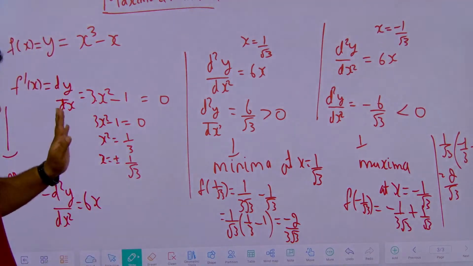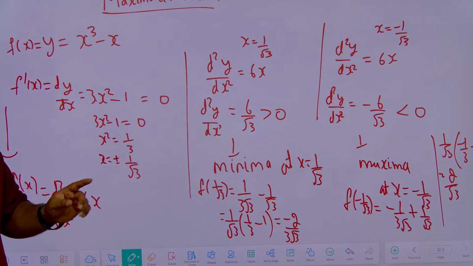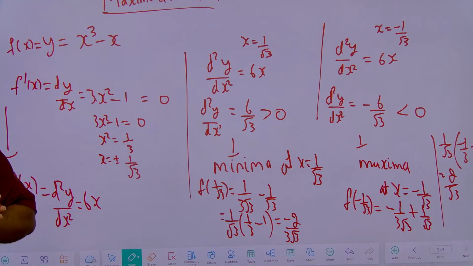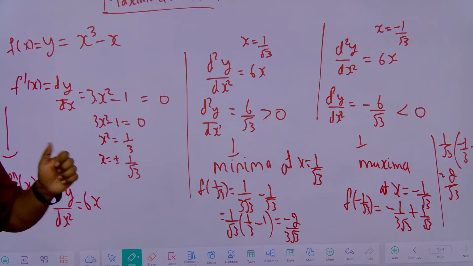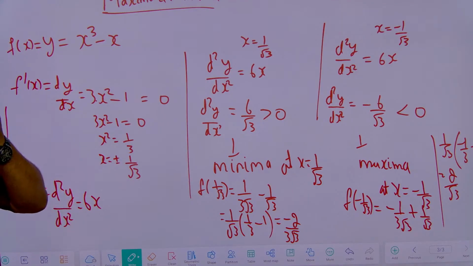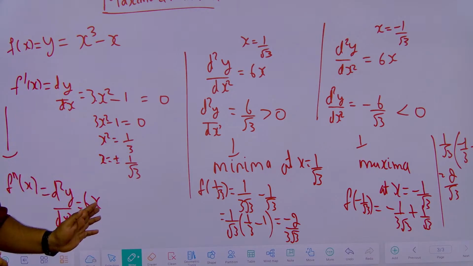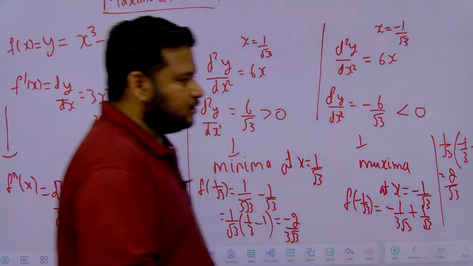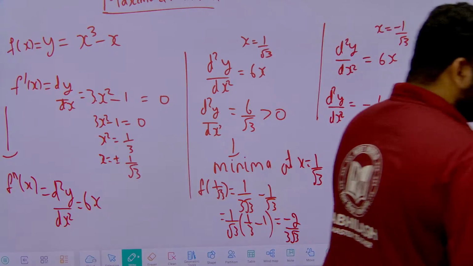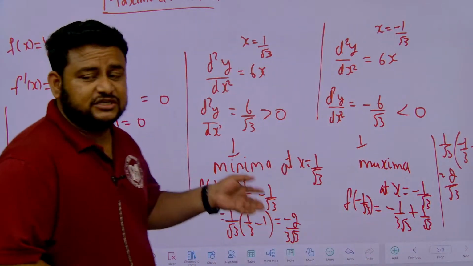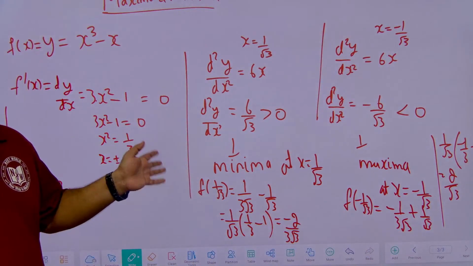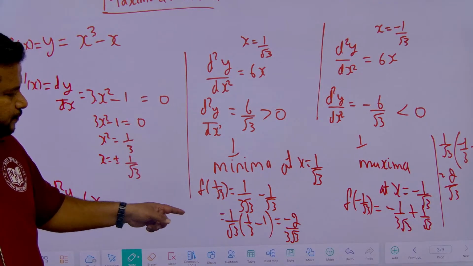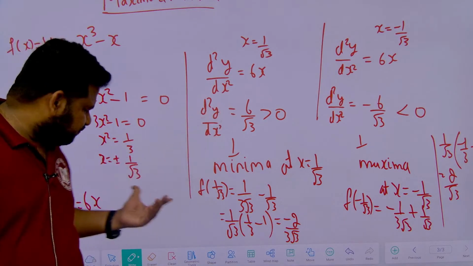So what we have to do? The function is given. First find the differentiation of this, the first order derivative. Equate it to 0. You will get the values of x. Then you differentiate a second time. Thank you, Jyoti. What will you do after differentiating a second time? You will get a function like this.